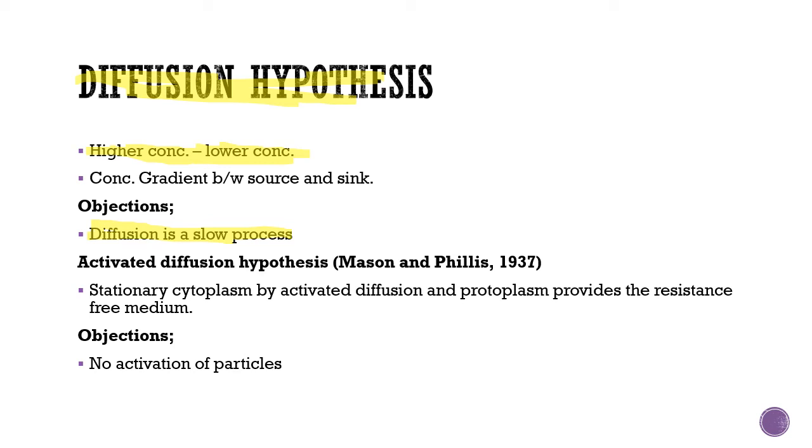So yet another variant of diffusion hypothesis was given by Mason and Phillips in the year 1937, which they termed as activated diffusion hypothesis. They stated that the stationary cytoplasm by activated diffusion and protoplasm provides the resistance-free medium, where they considered the diffusing organic solutes to be activated or charged. But in reality, this is only a theoretical concept, and there was no such activation of particles. Hence, these two hypotheses are just rejected.